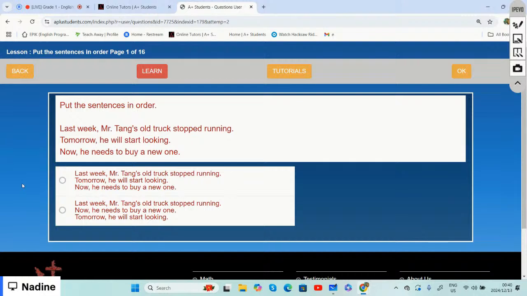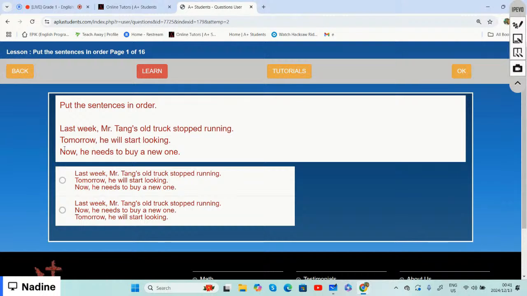All right, it says last week, Mr. Tang's old truck stopped running. Tomorrow, he will start looking. Now he needs to buy a new one. We need to put the sentences in order. Is it option 1 or option 2? Option 1. Last week, Mr. Tang's old truck stopped running.